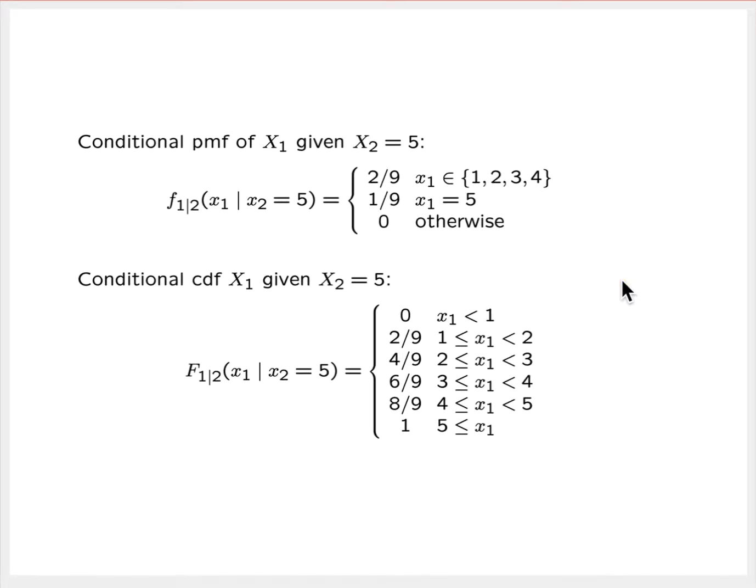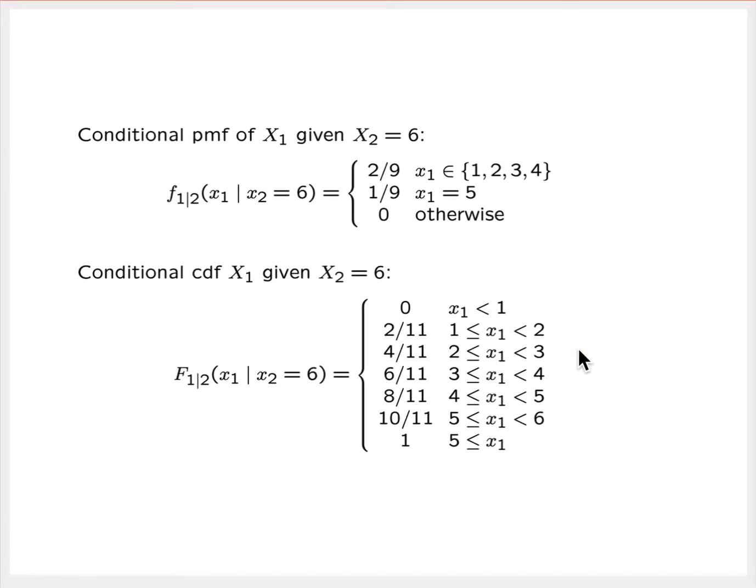The conditional PMF of x1 given that x2 is equal to 5 is equal to 2/9 if x1 is either 1, 2, 3, or 4. It's equal to 1/9 if x1 is equal to 5, and it's equal to 0 otherwise. And then again, from that conditional PMF, we very easily find the conditional CDF of x1 given that x2 is equal to 5. And then finally, for when x2 is equal to 6, the conditional PMF of x1 given x2, that PMF takes on the value 2/9.